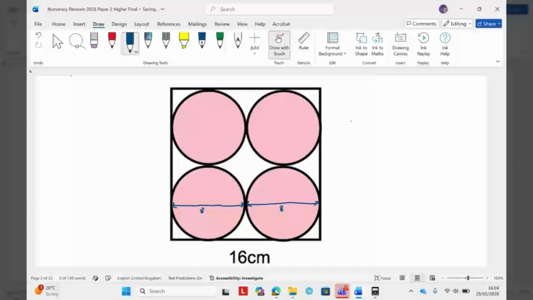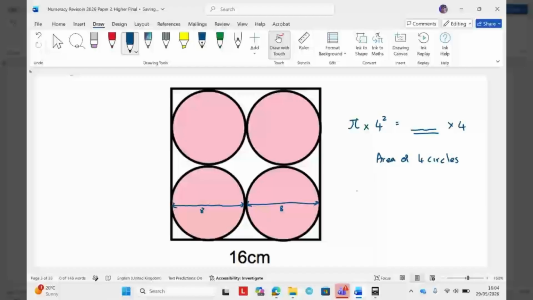So each circle would have an area of pi times 4 squared. Take your answer, which is 1 circle, and times it by 4. That will give you the area of the 4 circles. Starting with 1 circle, times it by 4.